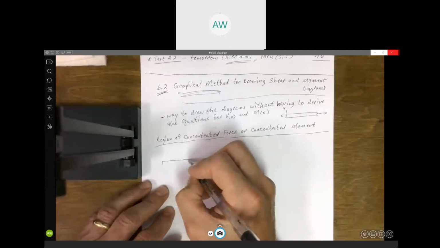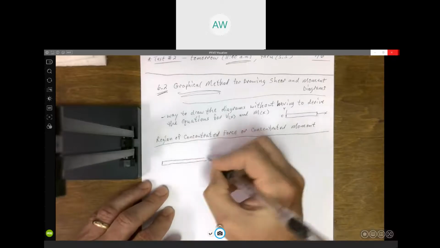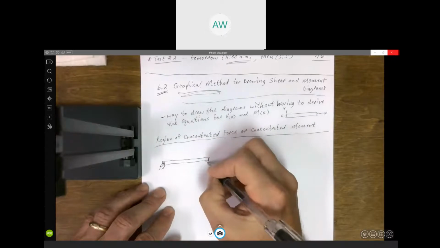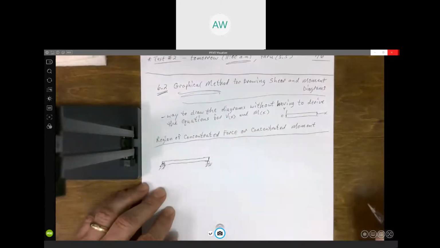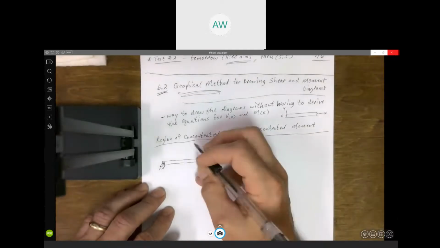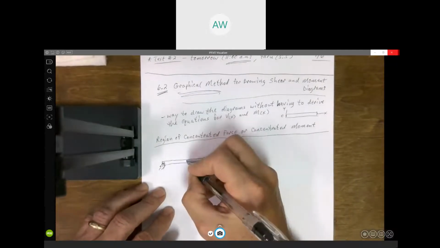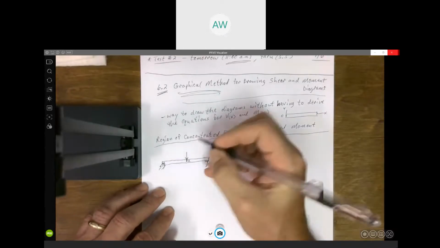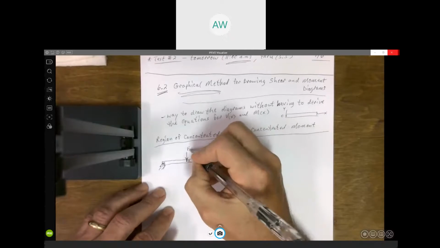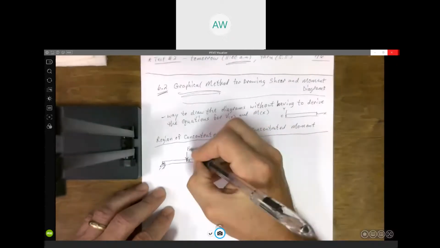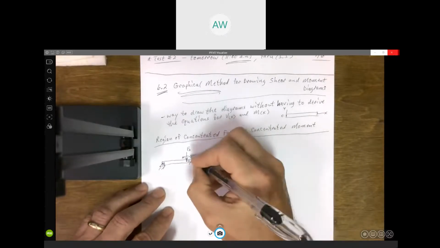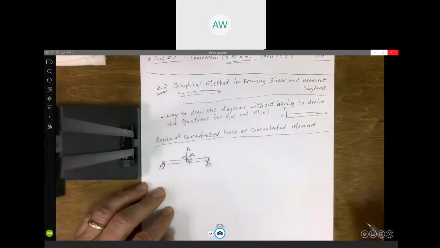We'll look at, in general, some beam, simply supported, with a pin support at one end and a roller support at the other. Out here at some point, I'll call it A, we apply a concentrated force at that point, we'll call it FA. Maybe we also have a concentrated moment acting there, an applied moment at point A.